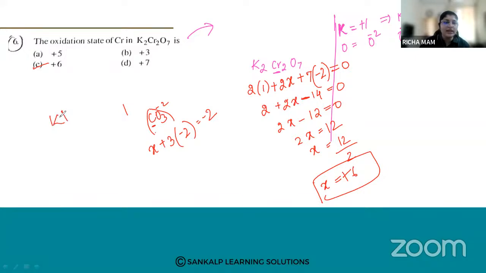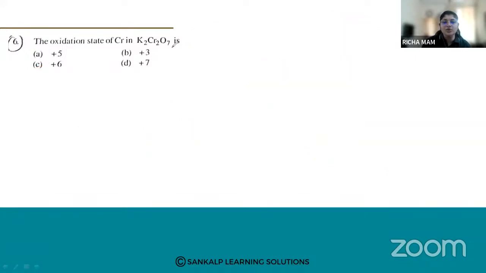Now suppose, let us take one more here. I'll tell you to find the oxidation state of Mn in KMnO4. Find for this. Find the oxidation state of Mn in KMnO4.